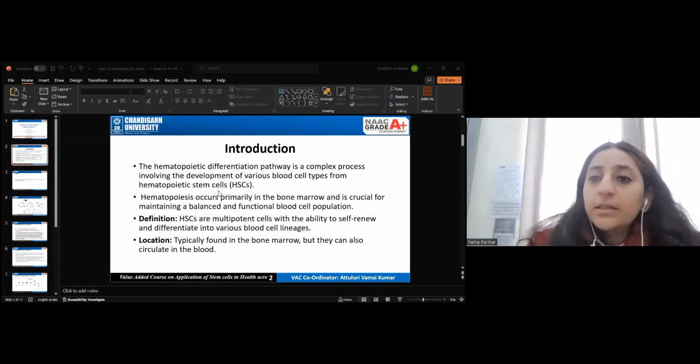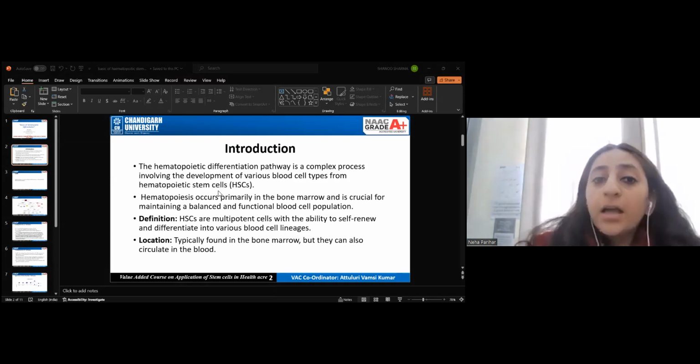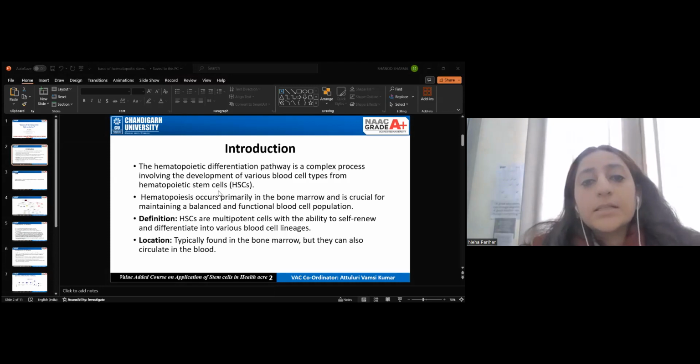Today's topic is basics of hematopoietic differentiation. As you already studied in your earlier sessions about the hematopoietic stem cell series, the hematopoietic stem cells are also known as the totipotential stem cells because these cells have the ability to self-renew and differentiate into the various blood cell lineages. They can also extend into the hematopoietic multipotent stem cells.